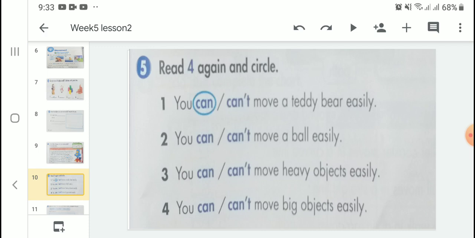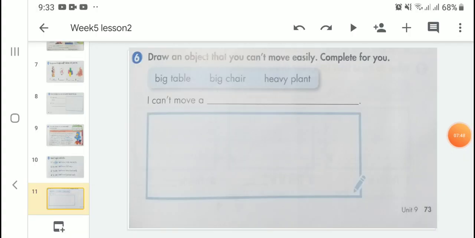Now students, move on to question number 6. Question number 6 is draw an object that you can't move easily. A word bank is given, so you will choose anything of your choice and draw it in the given box and write its name in the given blanks.